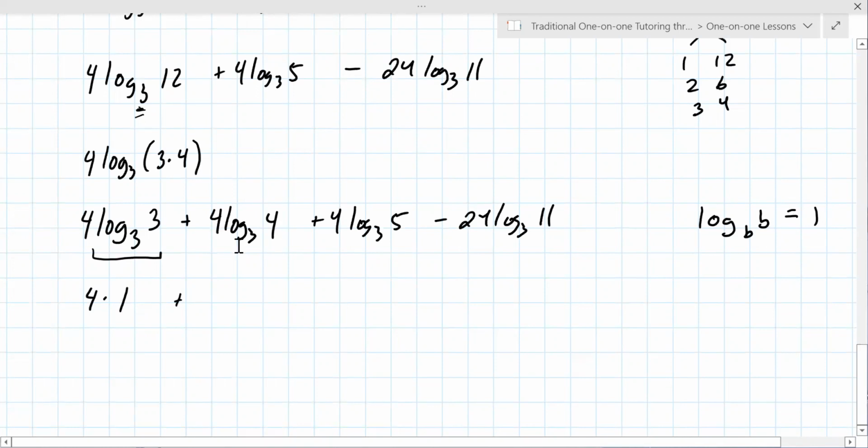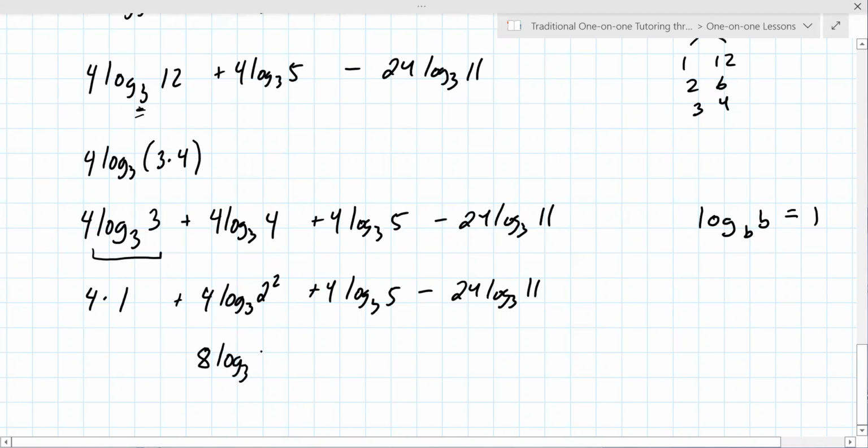Now you could actually do a little bit more here with the 4. I'm probably going way too far into this, but this is possible. Keep writing the rest here. So that 4 can be written as 2 squared. So that 2 can come out in front with the 4. So it becomes 8 log base 3 of 2, and then there's a 4 out in front here: 4 log base 3 of 5 minus 24 log base 3 of 11.